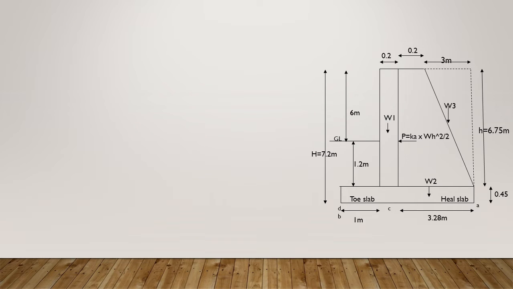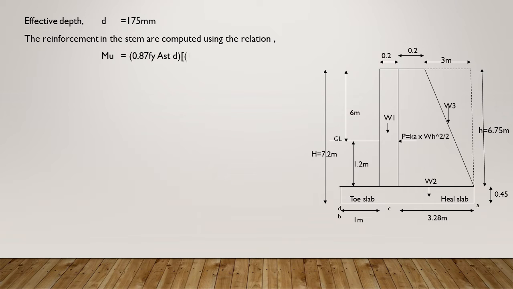So see the diagram, and mark the values. This is our counterfort retaining wall. The base slab we can split into two: one is the toe slab, the other one is the heel slab. The vertical portion is the stem portion. This trapezoidal shape is the cross section of our retaining wall, and that shape we call a counterfort wall. Their height is 6.75 meter, and top width is 0.2 meter. So effective depth d is equal to 175 mm. Then the reinforcement in the stem is computed using the relations.